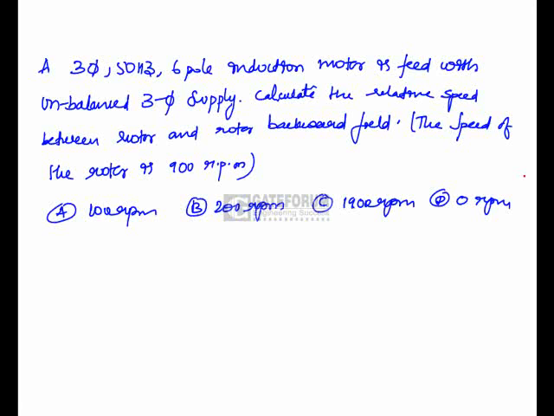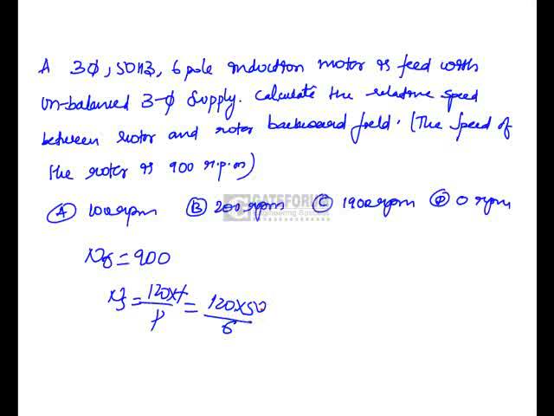A 50 Hz 6-pole induction motor is fed with an unbalanced 3-phase supply. Calculate the relative speed between the rotor and the rotor backward field. The speed of the rotor is 900 rpm. He has given the speed of the rotor NR as 900 rpm. What about NS? NS is equal to 120 into F by P, which is equal to 120 into frequency 50 Hz by 6 poles. This is 1000 rpm. So slip is equal to (1000 minus 900) by 1000, which is equal to 0.1. This is the slip, or you can say it is 10%.